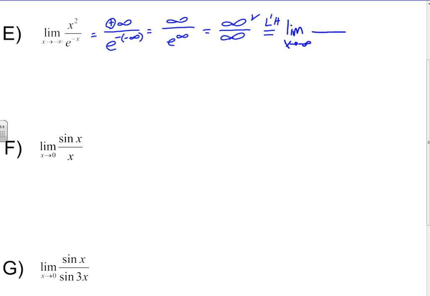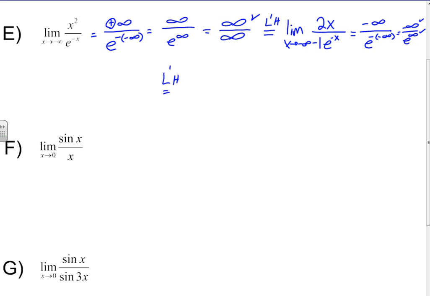Derivative of the top, nice simple one, 2x. Derivative of the bottom, well, e is itself, and then chain rule, derivative of negative x will be negative 1. I'm going to put that negative out front. Let's try plugging in negative infinity. I'll have negative infinity on top. What happens to our bottom? Well, that will look like e to the negative, so I've got negative infinity over e to the large, which will be large. So it appears to me that we're still sitting with infinity over infinity. Let's try to do another L'Hopital.